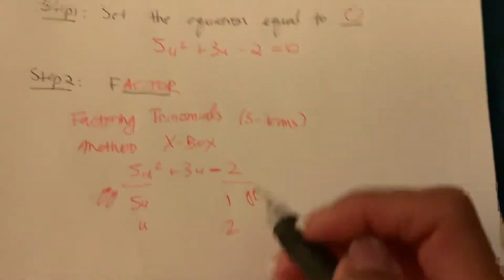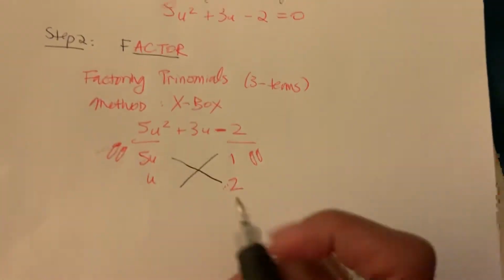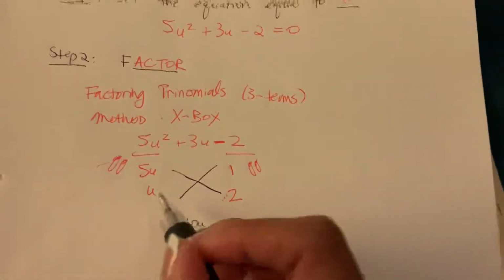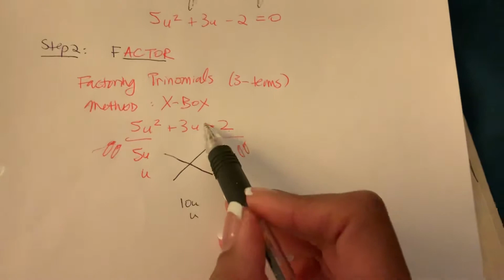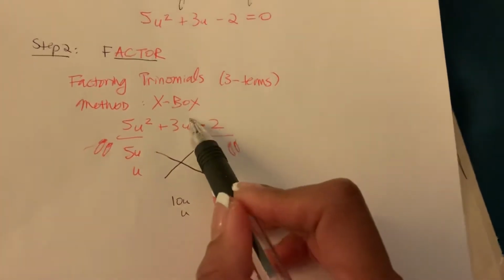The next step after you do that is the X part. It's called Xbox for a reason. When you X, that means that you cross multiply. When you cross multiply, 5u times 2 is 10u. U times 1 is u. And you might be wondering, now what's that middle term for? What good is that term for? Well, this is where the middle term comes up.